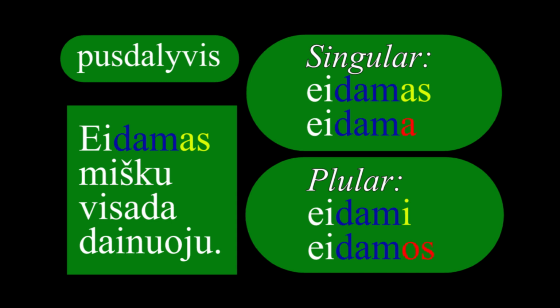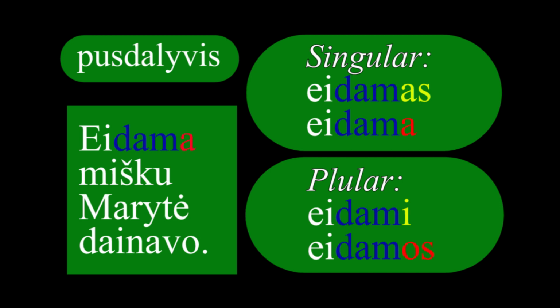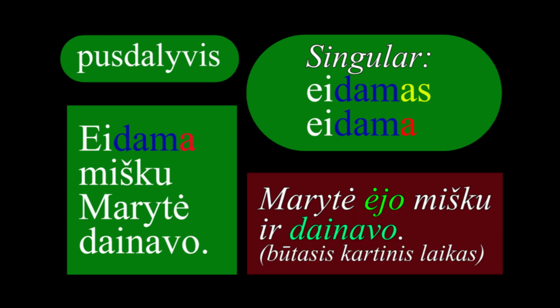If I'm a man, I say eidamas mišku visada dainuoju. When I walk in a forest, I always sing. Eidama mišku Marytė dainavo. While walking in a forest or while going in a forest, Marytė was singing. In another way, we can say Marytė ėjo mišku ir dainavo. Marytė was walking in a forest and she was singing. Ėjo ir dainavo. Two verbs. But we can say eidama using a half participle.